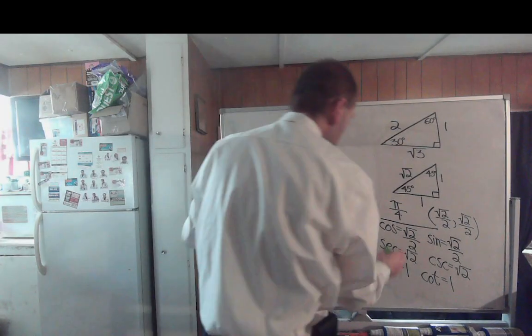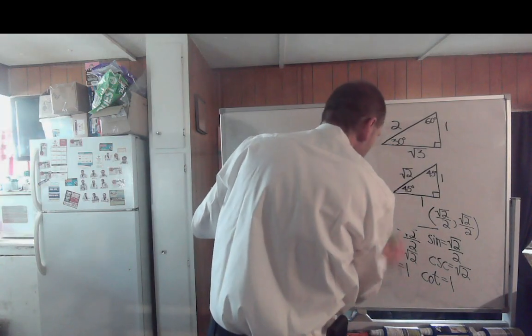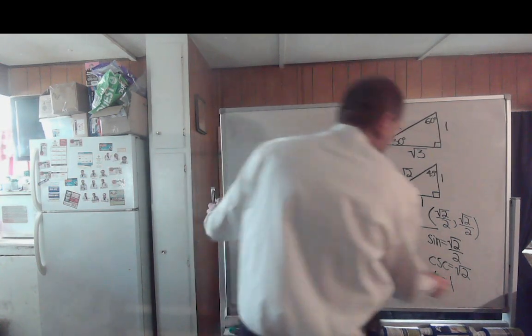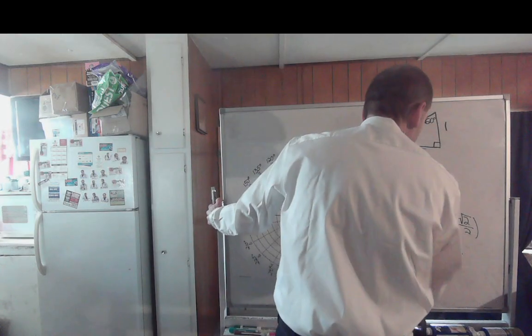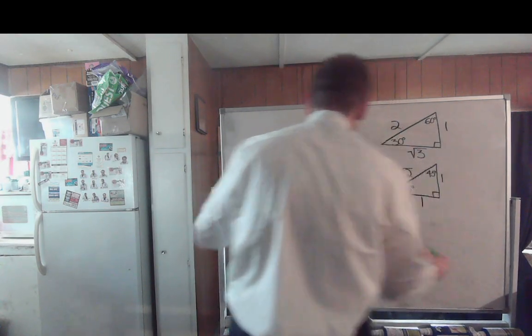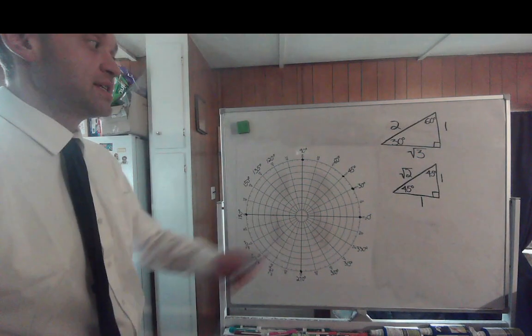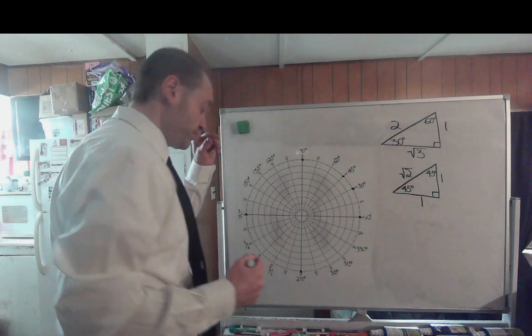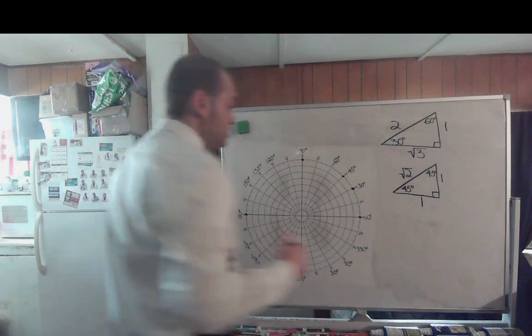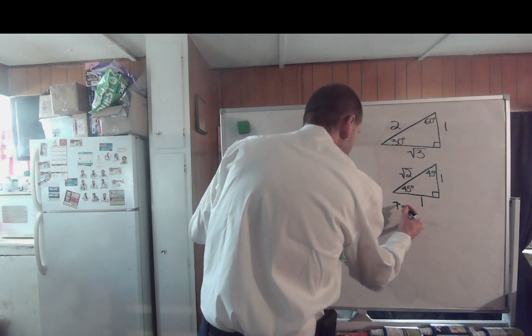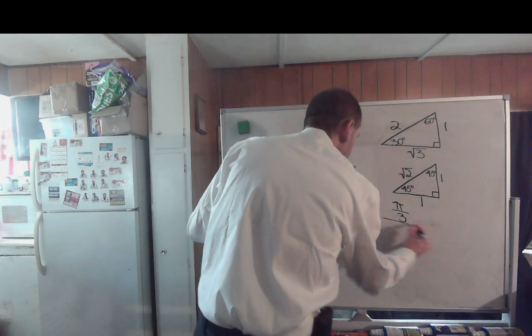Alright, let's do pi over 3. This is going to build the foundation for the other quadrants. There's going to be a little bit of a shortcut so we don't have to do as much work when we get to the other quadrants. So, let's do pi over 3, which is the same as a 60-degree angle.